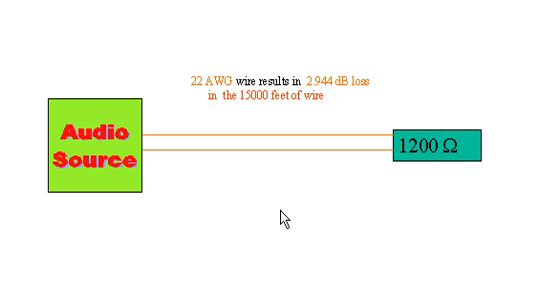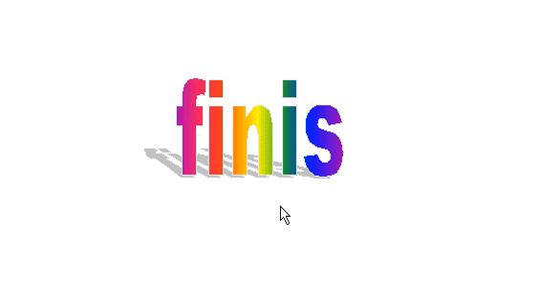It makes sense if you think about it, because the smaller gauge sizes result in bigger wire, more copper, less resistance, so you lose less signal. That's the end of this example.